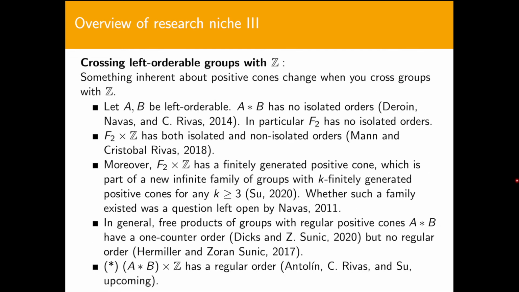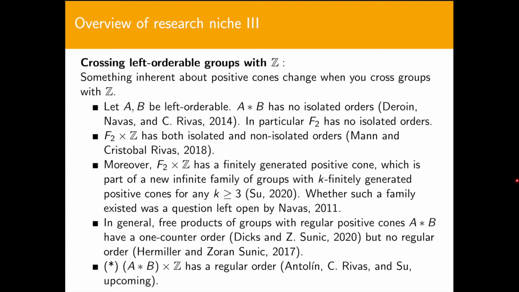As a final research topic I would like to introduce, I want to talk about crossing left-orderable groups with Z. Something inherent about positive cones changes when you cross groups with Z. For example, let A and B be left-orderable. Then A free product with B has no isolated orders. This can be found in a textbook written by Clay, Navas, Rivas. And in particular, F2 has no isolated orders.